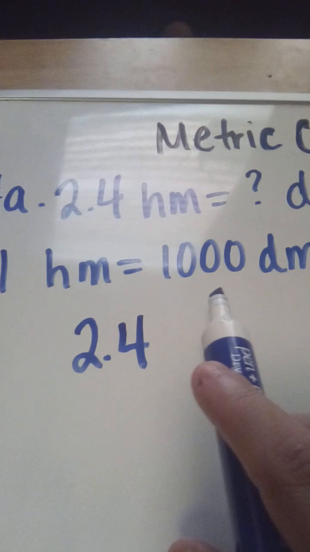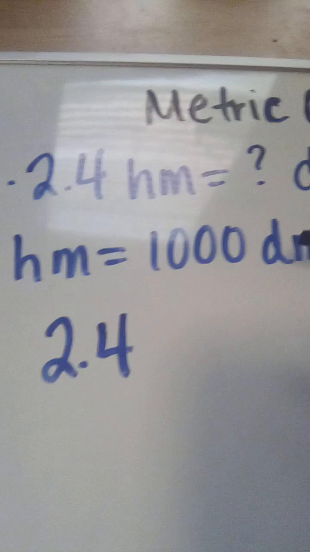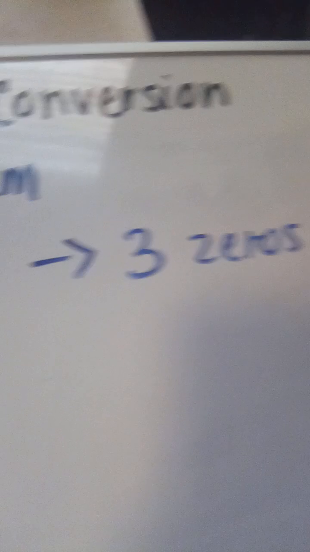I'm going to put this 2.4. We could do this. You see how many zeros do we have in front of us? 3 zeros. We'll move it to the right, right? Moving to the right. So we got 1, 2, 3. And we got 2,400 is our final answer. Be sure you put the unit with this, decimeters.